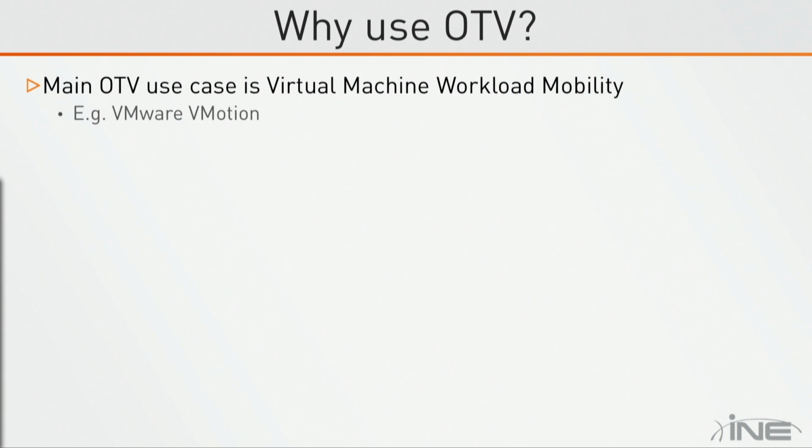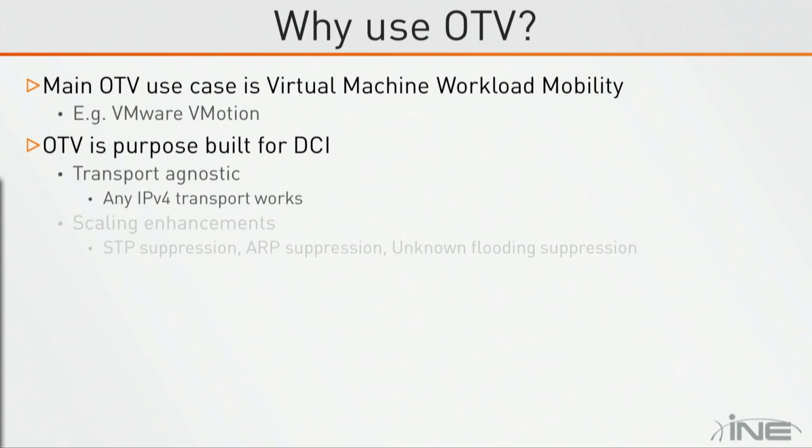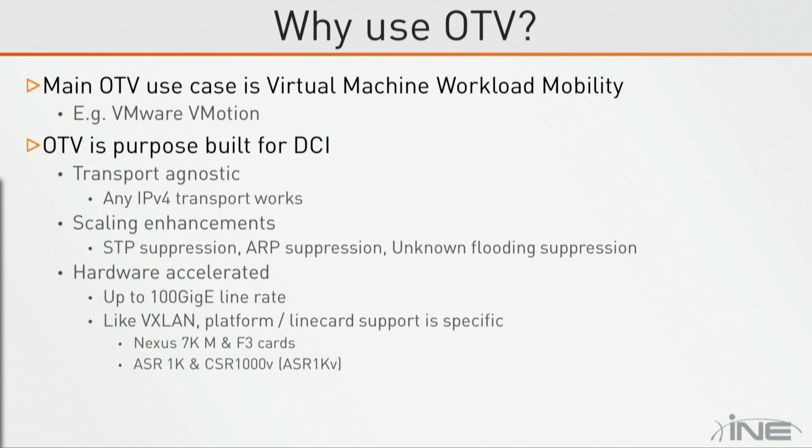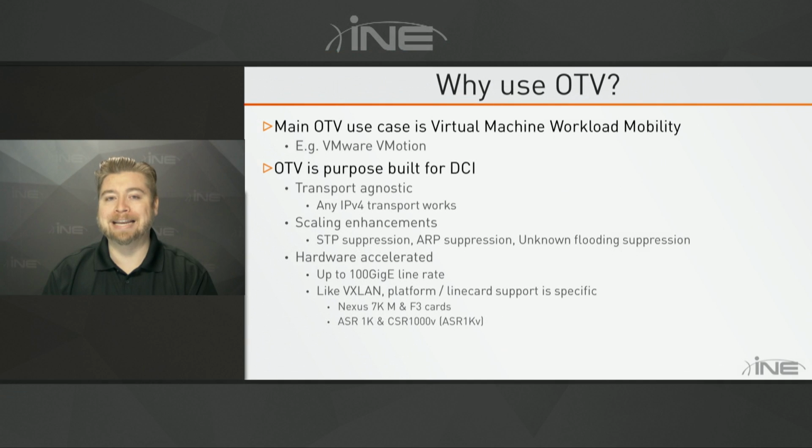Okay, so like I mentioned, main use case is going to be virtual machine workload mobility, like vMotion. But when we look at OTV versus other potential solutions, the first advantage of this is that it is transport agnostic. Basically what this means is that it doesn't care if you're riding over MPLS, if you're riding over dark fiber between the sites, technically could be just regular internet transport.